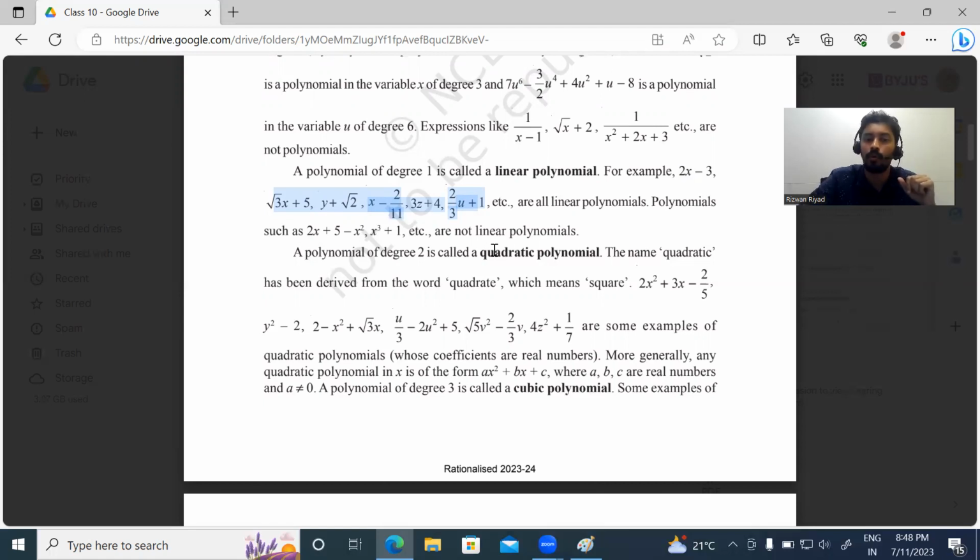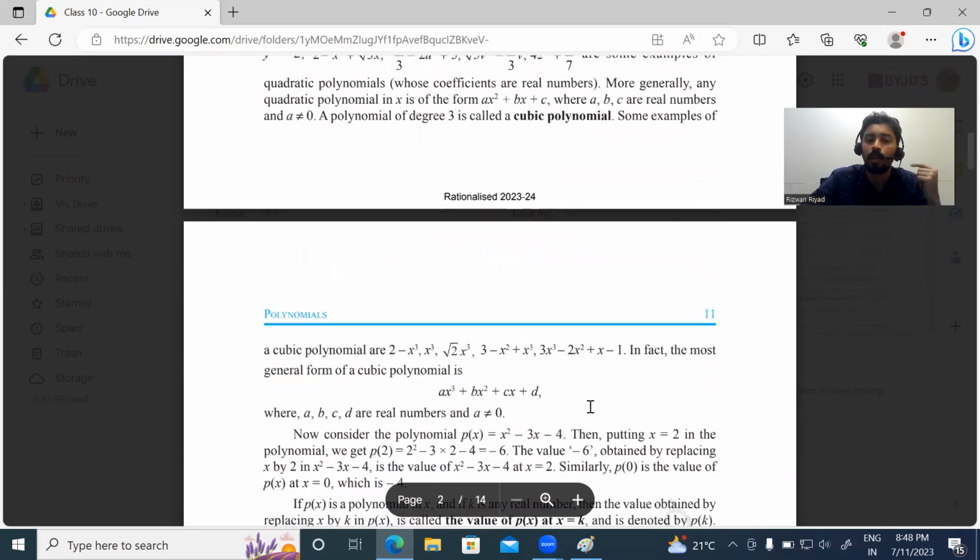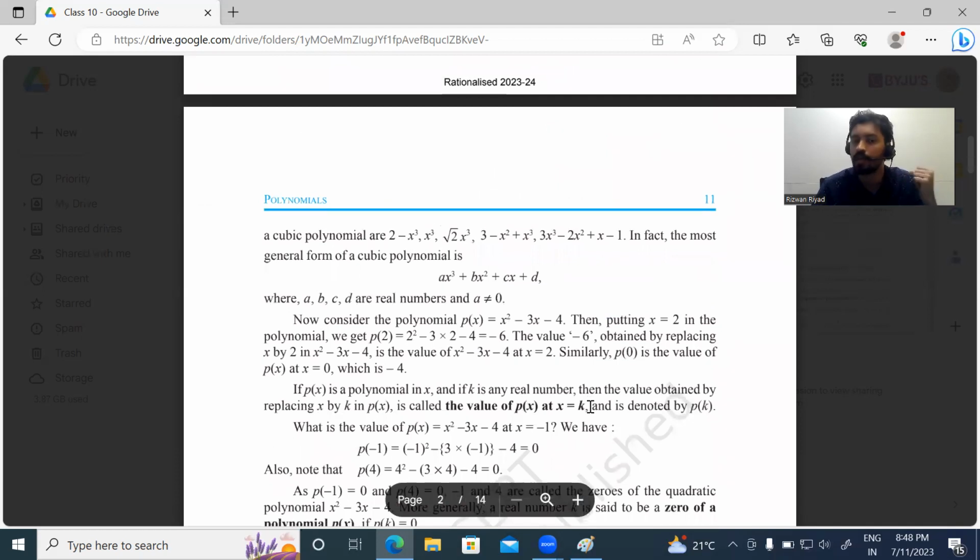After that, we have quadratic polynomial. Quadratic polynomials are those polynomials with degree 2. That means if you have a polynomial with highest exponent of the variable equal to 2, then such polynomials are known as second degree polynomials or quadratic polynomials. Similarly, if you have a polynomial with degree 3, that means the highest exponent of the variable is equal to 3, then we call that polynomial a cubic polynomial. So in this way, we can name the polynomial based on its degree.